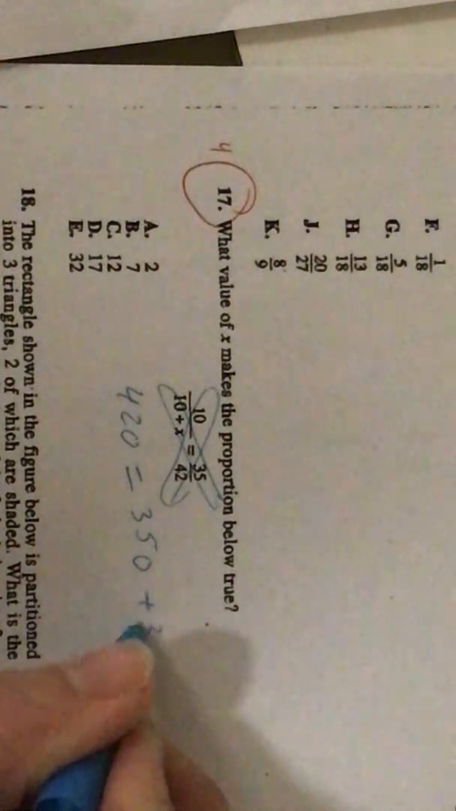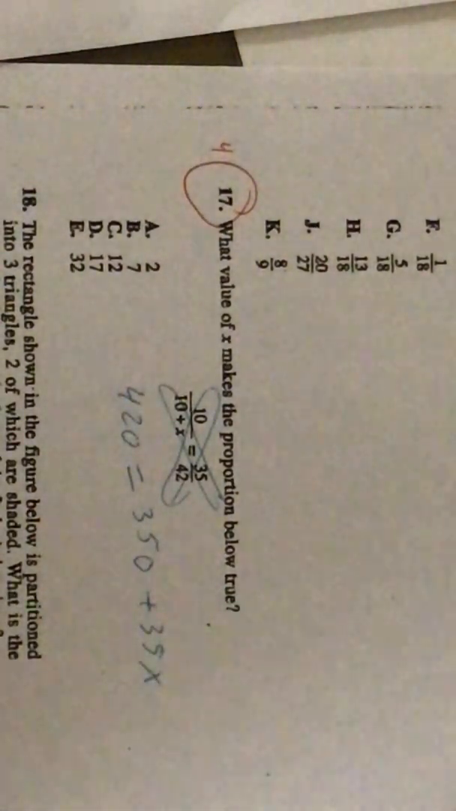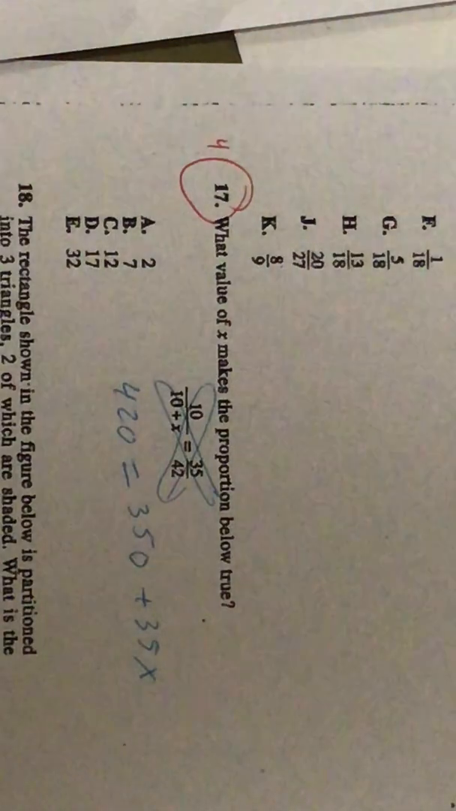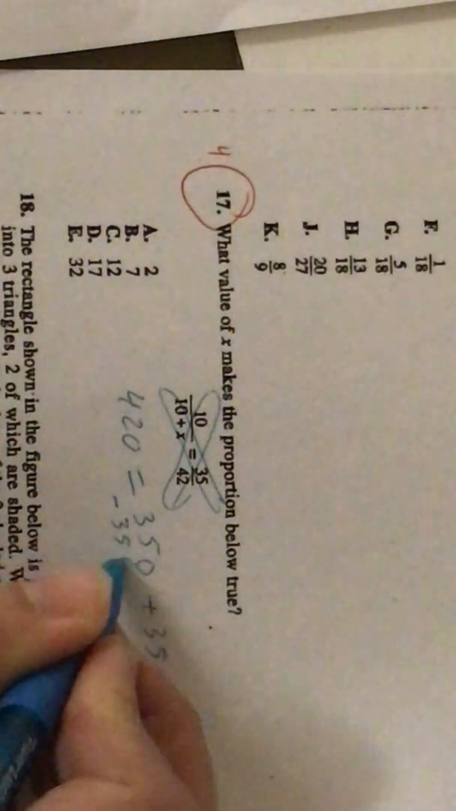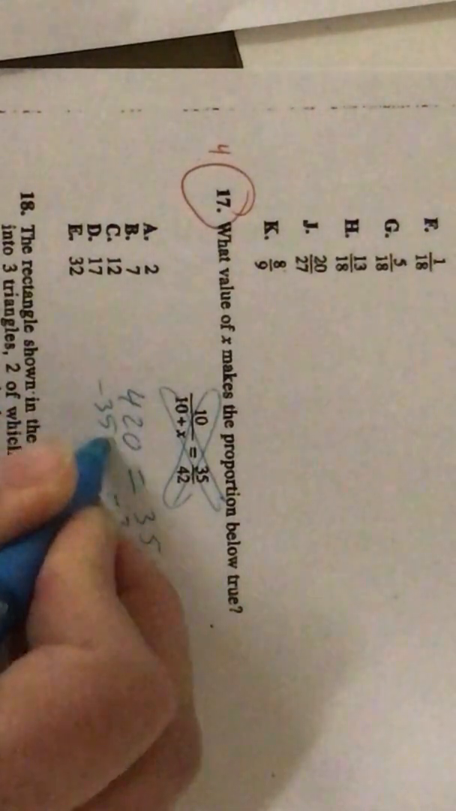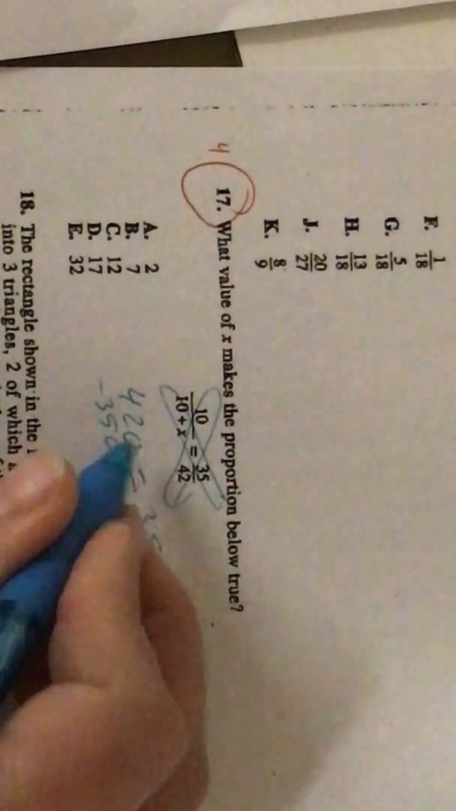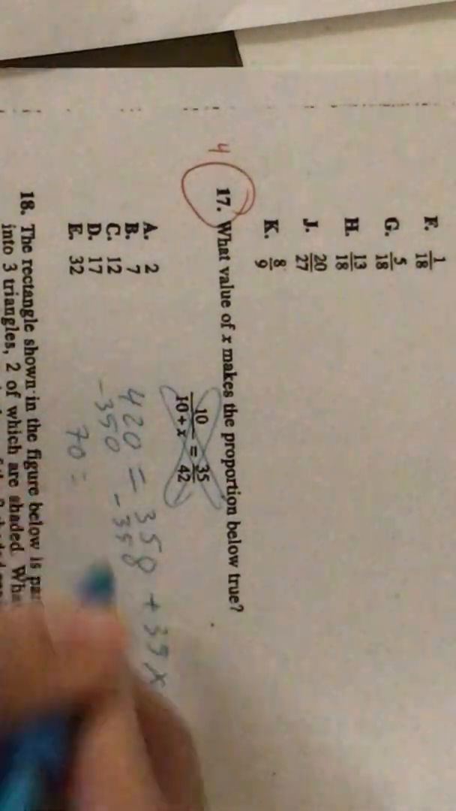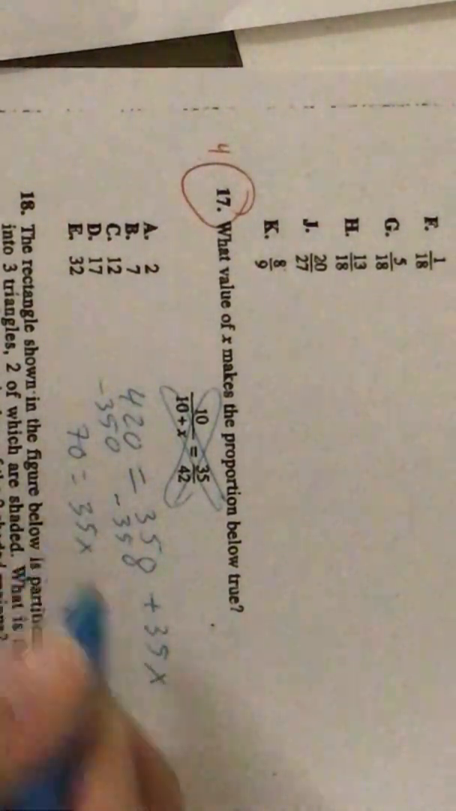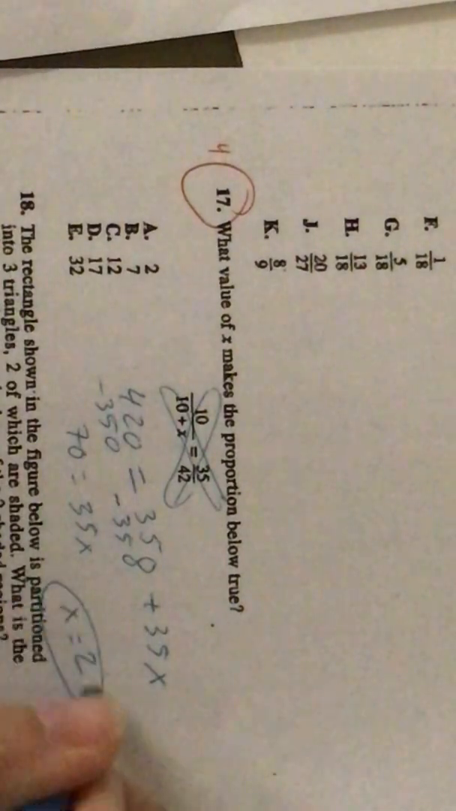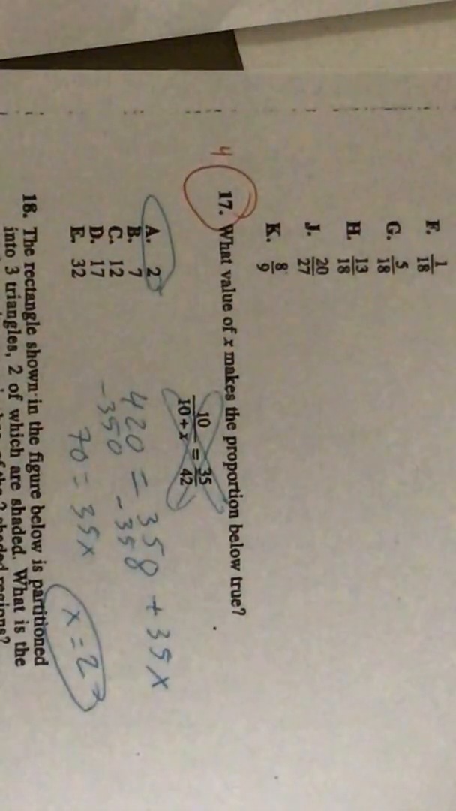350. Plus 35 times the x, 35x, sorry. Subtract, and we get 70 equals 35x, and then divide off the 35, we get x equals 2, and we get our answer.